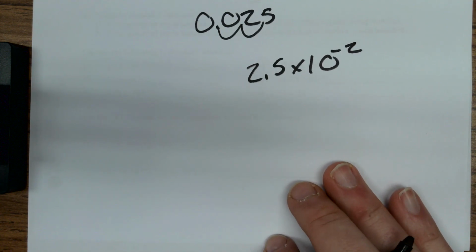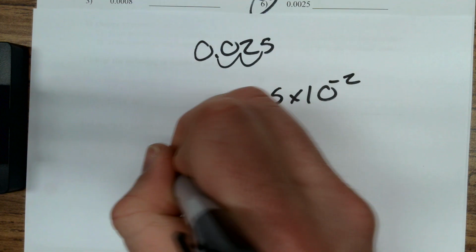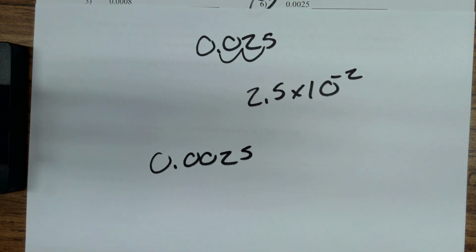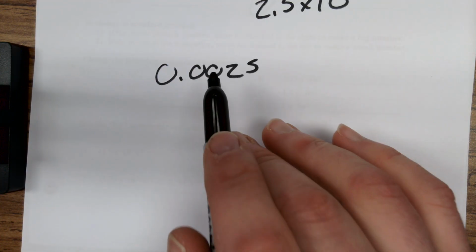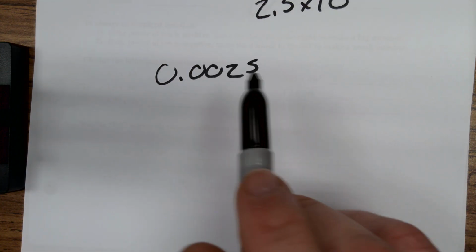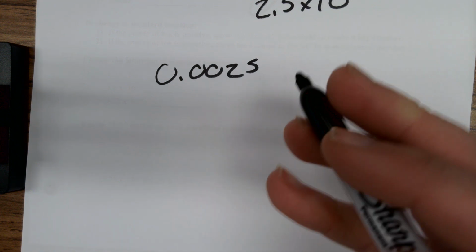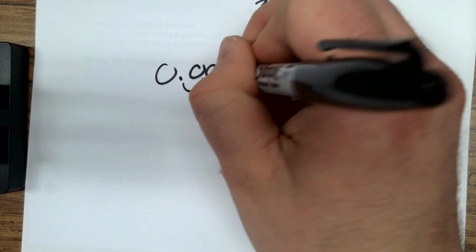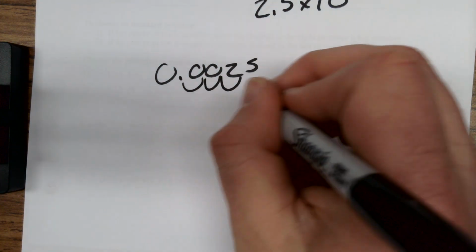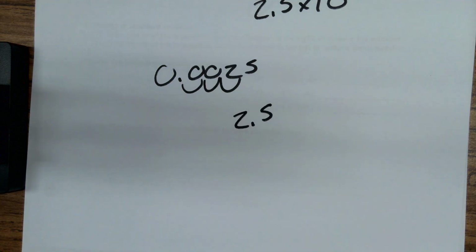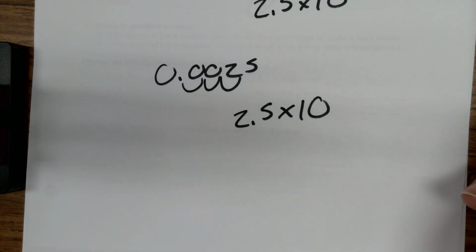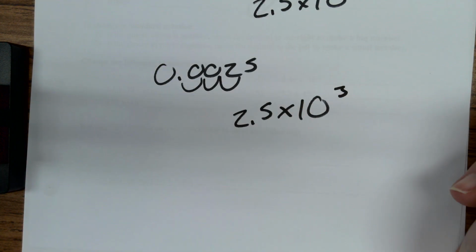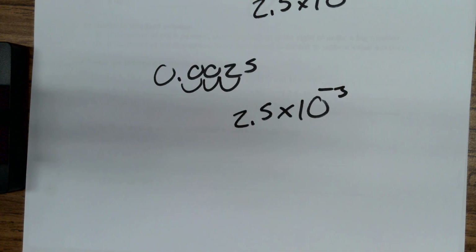So the exact same thing with number 6, 0.0025. Again, I want to move my decimal to behind the first significant figure. Which was my first significant figure? 2 again. So I move once, twice, thrice. It's 2.5. Still greater than 1, less than 10? It is. Times 10. How many times I moved the decimal? 3 times. Negative or positive? Negative. Okay?